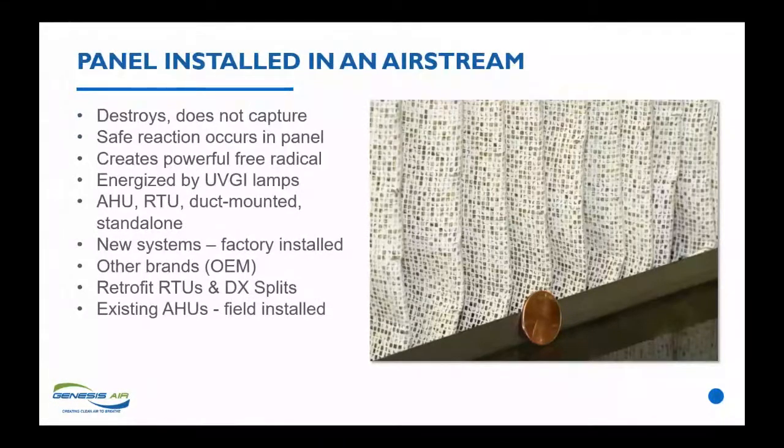Let's see what it looks like in an airstream. That's a close-up of the panel itself. Here are the main points about the panel. It destroys, it doesn't capture. As you can see, there are holes all the way through that matrix. It would not be a really good filter. Everything would get through. But that, which looks like white paint, is actually titanium dioxide, a coating. The holes are deliberate, which we'll talk about in the product features in a minute, but it makes for a very low static pressure drop. But it destroys, it doesn't capture.